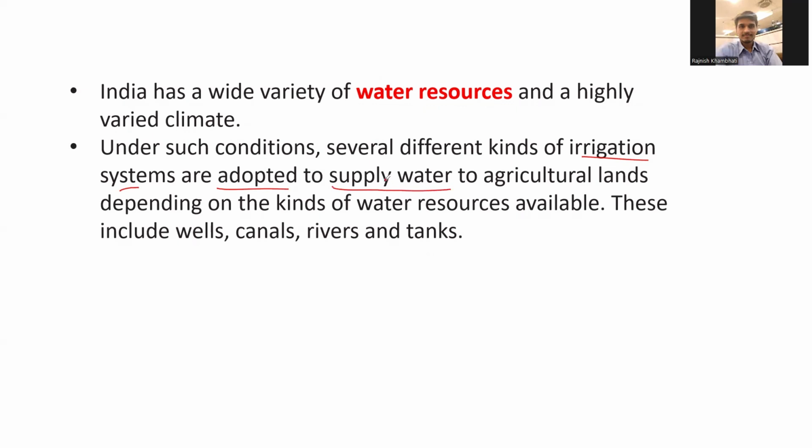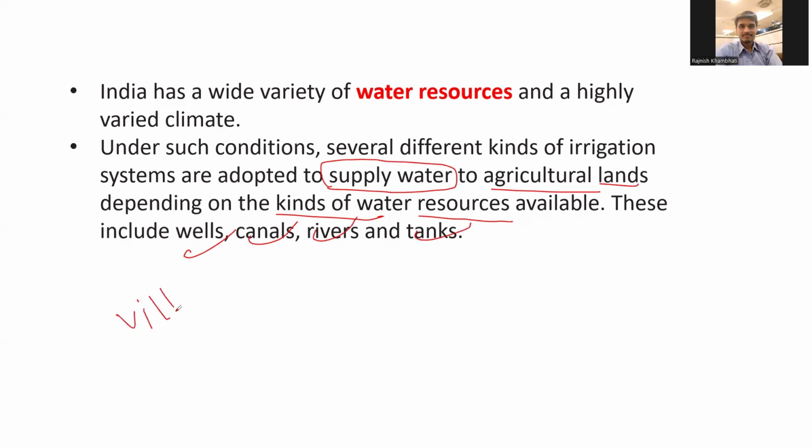Now over here, climate conditions are different. If you change the region, if you change the state, the climatic conditions are different. So according to that, we have to supply water to the agricultural land. And depending on the kinds of water resource available, meaning what resource is available there, you can take water from that resource. Examples are well, canal, river, and tanks.